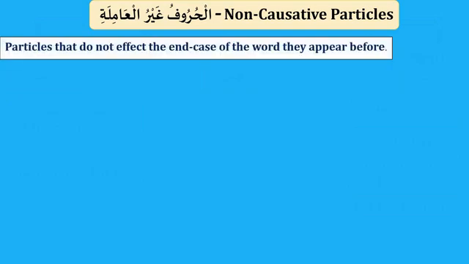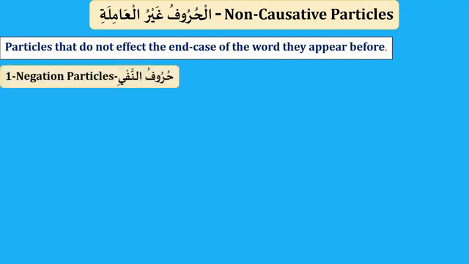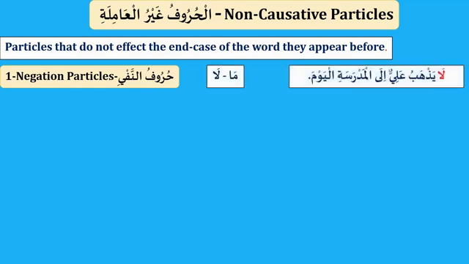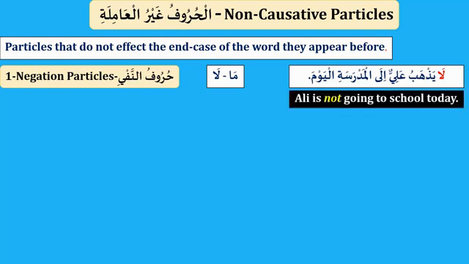Al-huruf ghayr al-amila, non-causative particles. They are the particles that do not affect the end case of the word they appear before. They don't change the harakah of the following word to any harakah. The first one, hurufun nafi, negation particles. They are ma and la. Example, لا يذهب علي إلى المدرسة اليوم. Ali is not going to school today. لا, not. لا يذهب, not going.